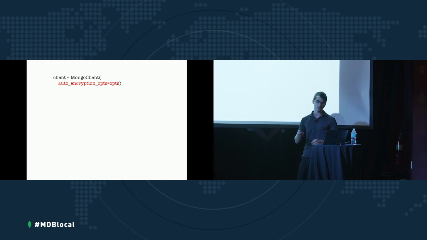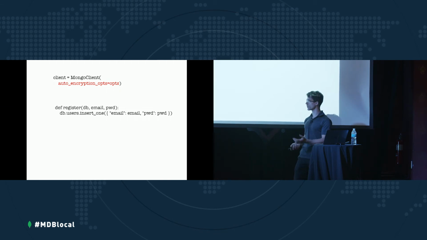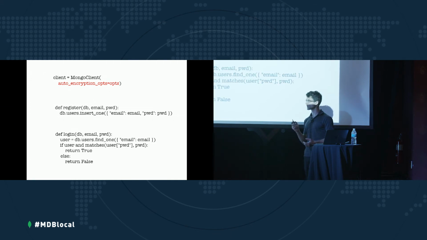Next, we start writing some code. The register function becomes super simple with client-side encryption. All you do is insert into that collection as you normally would, and email and password are automatically encrypted. Login, similarly, is able to query on email since it's deterministically encrypted, and then matches on password after.